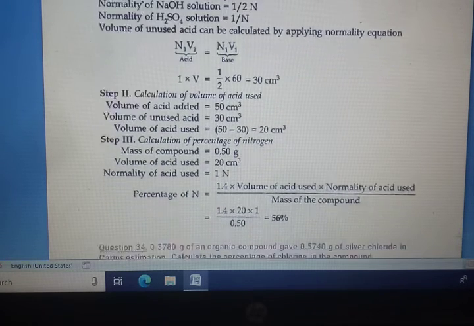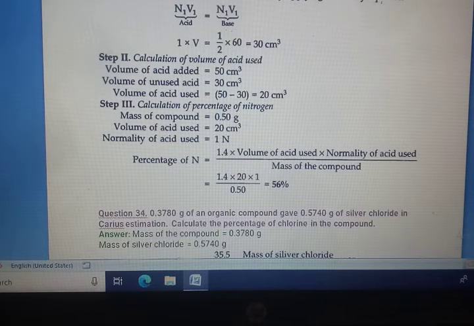Now calculate the percentage of nitrogen by using the formula: 1.4 into normality of acid into volume of acid used, or you can say 2 into (V minus V1 by 2), upon the mass of the compound taken. 1.4 into 20 into 1 upon 0.50, that is 56%.